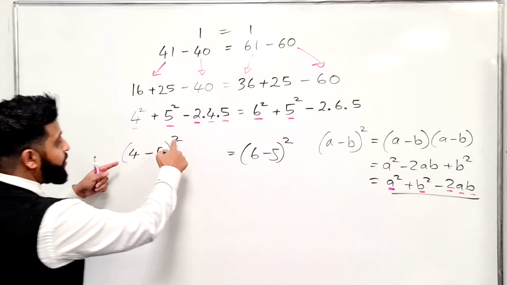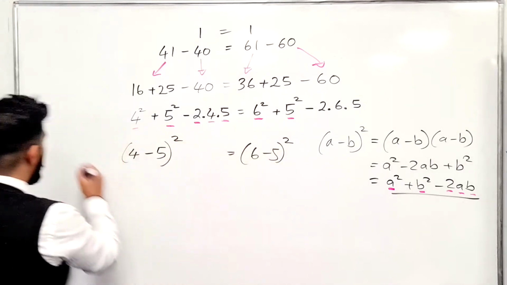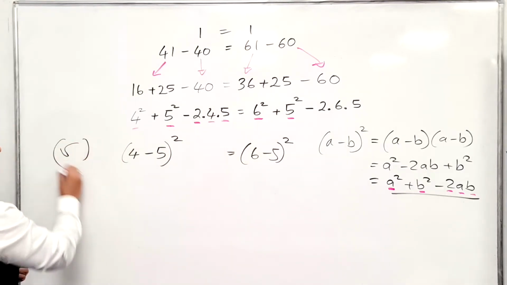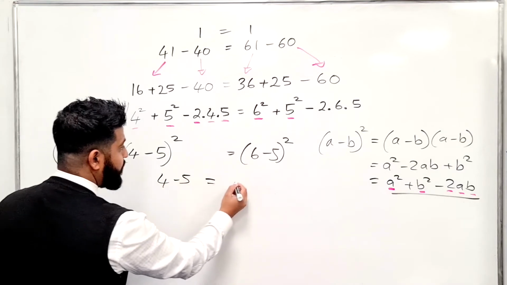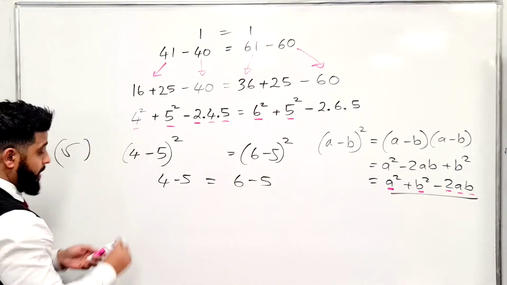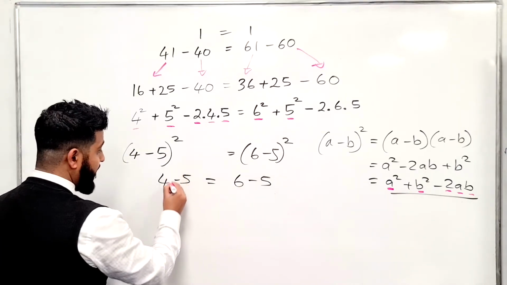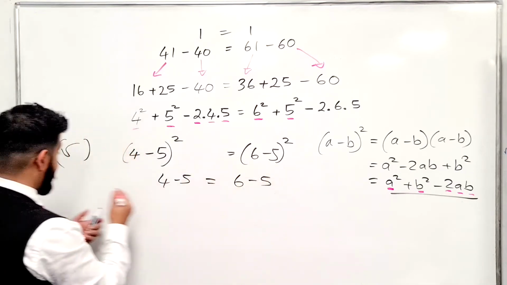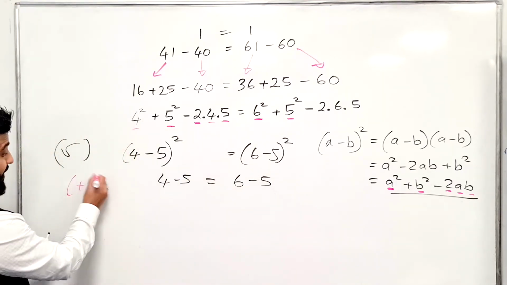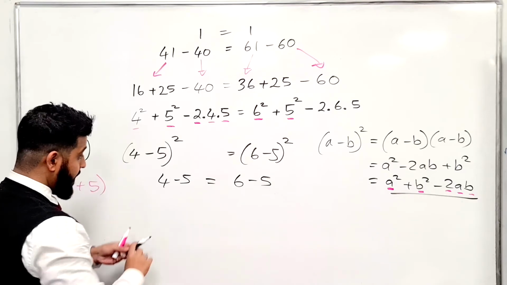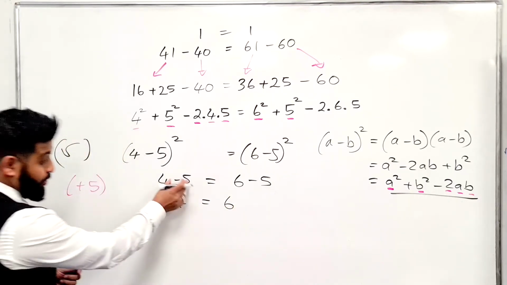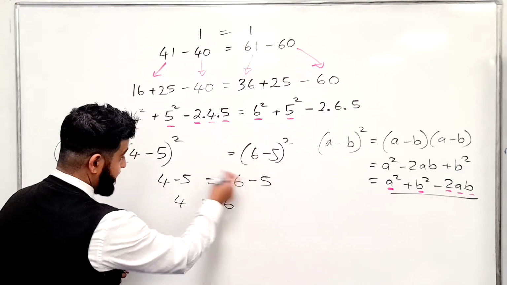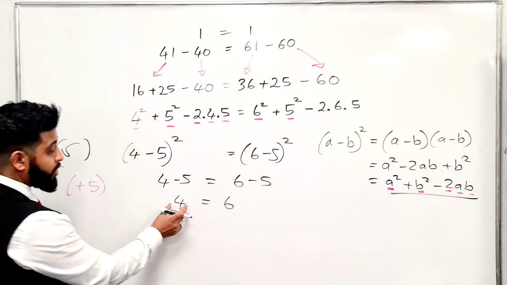Next, we can do the opposite of the squaring, which is to do the square root. So we're going to square root both sides, giving us 4 minus 5 is equal to 6 minus 5. Now, I'm going to take the minus 5 over to this side, or just simply add 5 to both sides. It's probably easier to explain like that. So I'll have 4 is equal to 6. If I add 5 to both sides, or take the minus 5 over there, and then add on the other side, I have 4 is equal to 6.